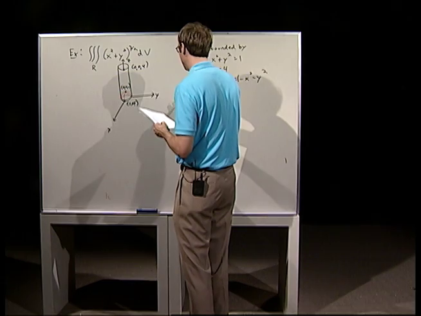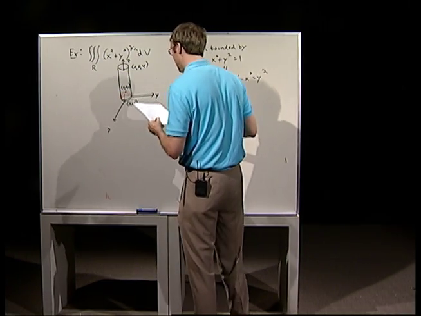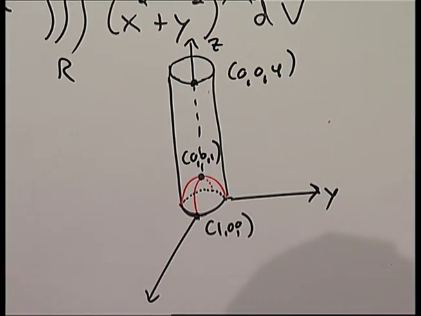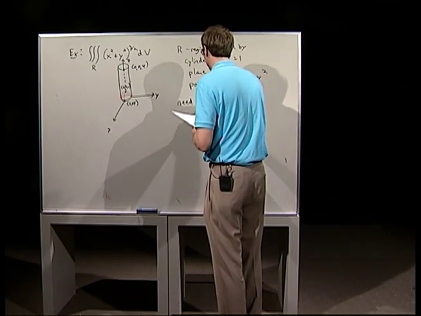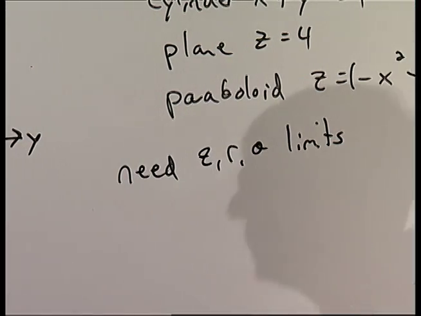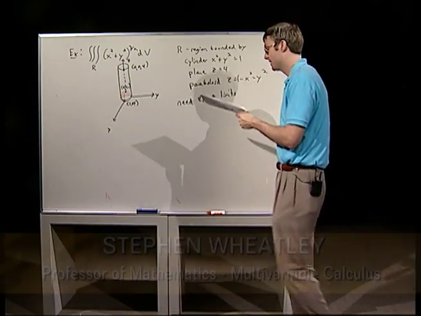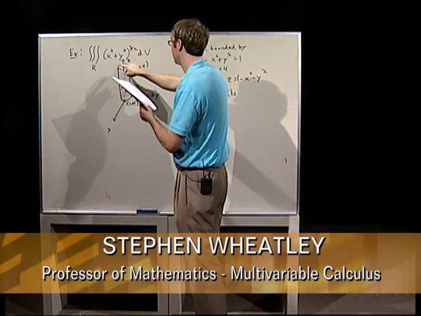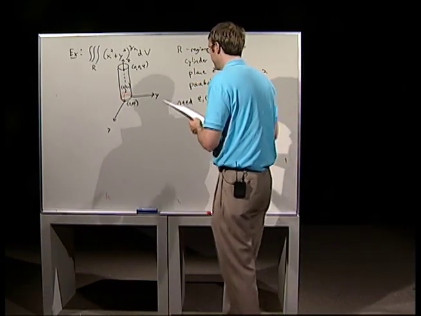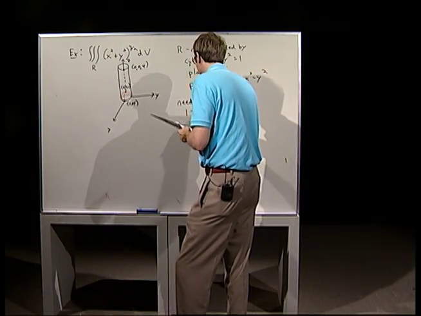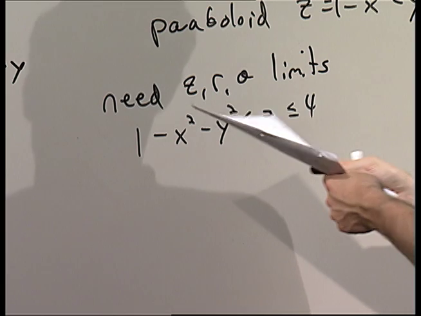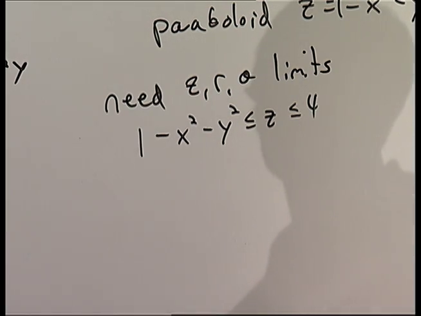Okay, so what we need here, and also this is extending down. There, that looks not bad. So we need some limits here. We need the z, the r, and the theta limits. Z is bounded between two surfaces. What is it bounded between? The top surface is the plane. The plane is the top cap. The bottom surface is the paraboloid. So on the bottom, you're bounded between that and that, right?